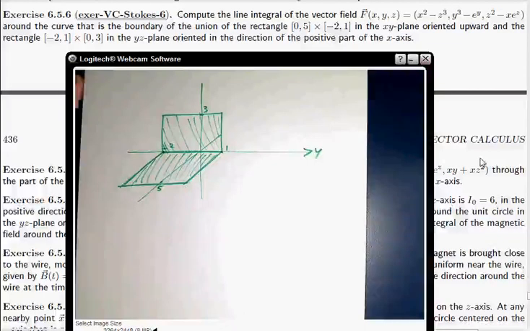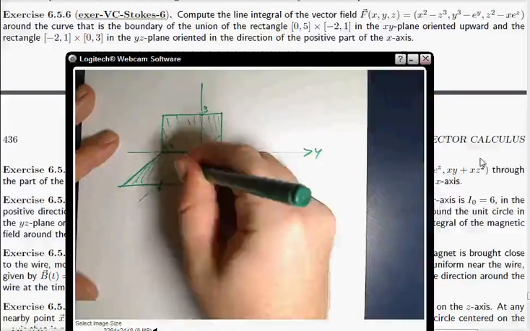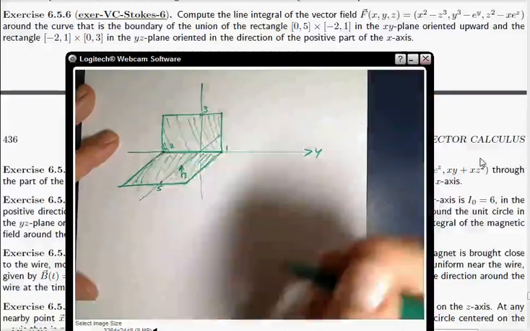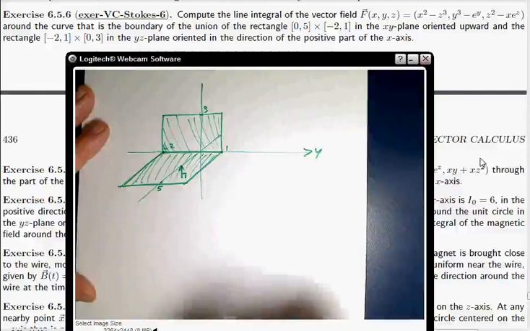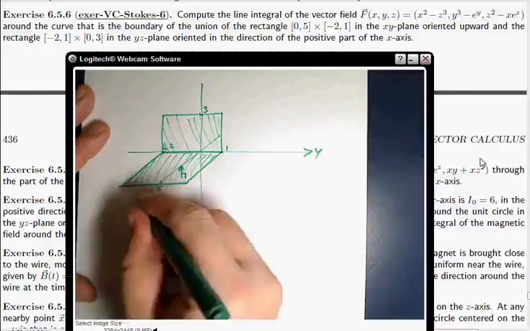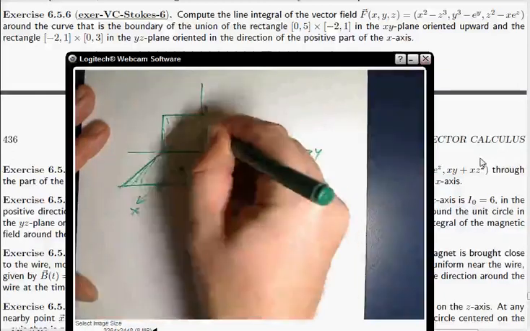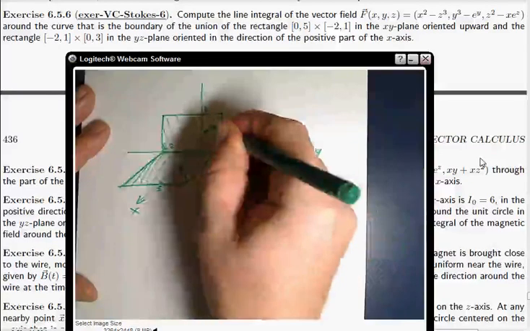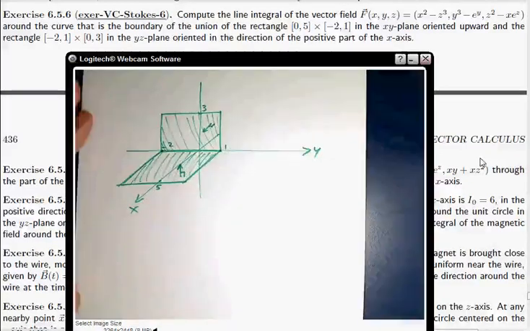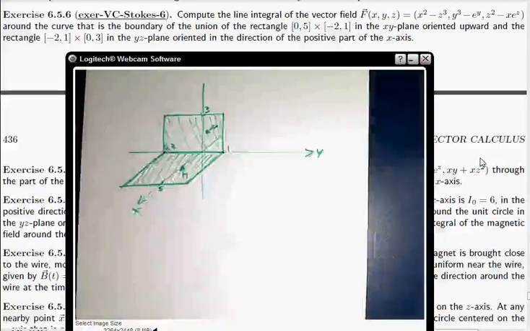So here's our surface. And note that it's upward oriented in the xy plane. And then it's oriented in the direction of the positive part of the x-axis over here. So note that these are consistent orientations, right? They're both pointing kind of in the same direction. We've got this solid surface here.